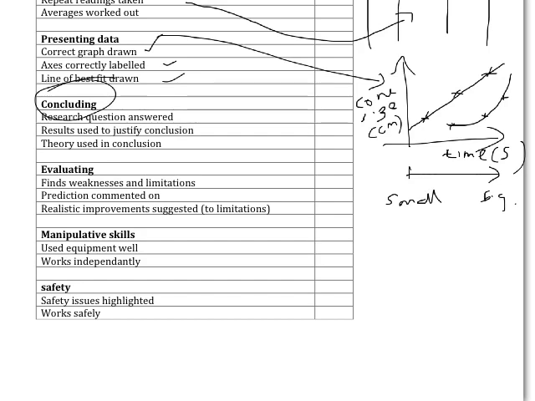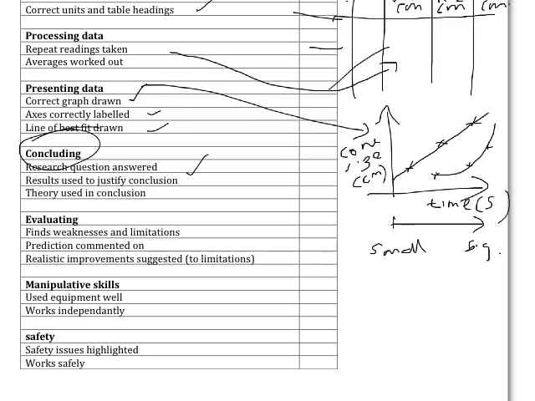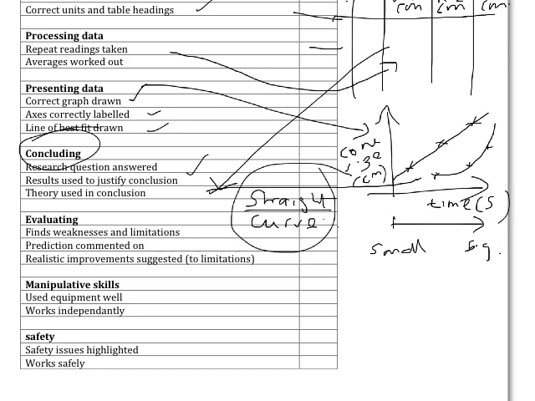Then you use your results. Now you can do that by using your results table and actually adding numbers to your explanation, or you can use the results from your graph. Now, a straight line is a very important pattern, as is a curve. So if you get a straight line or a curve, it's important that you mention this in your results in order to justify a conclusion.